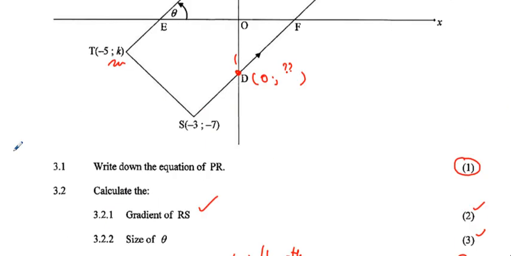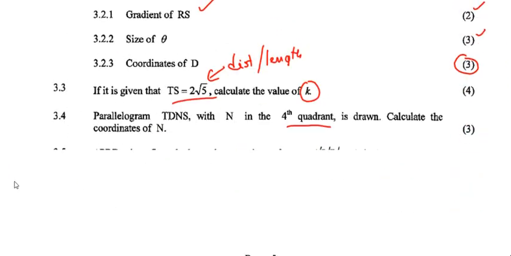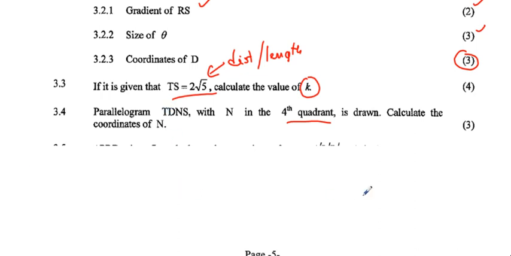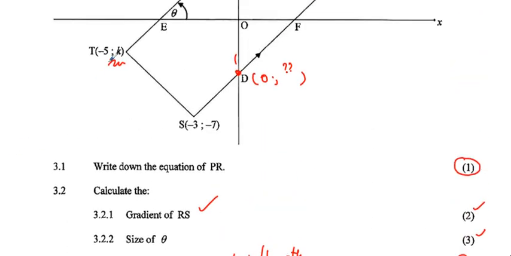They said find N if T, D, and S is a parallelogram. So in that order, T, D, and S, somewhere around here. And that is a parallelogram. Okay, so we need to find that. So it's in the 4th quadrant, so X is going to be positive and Y is going to be negative.